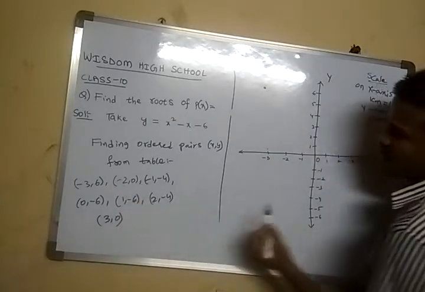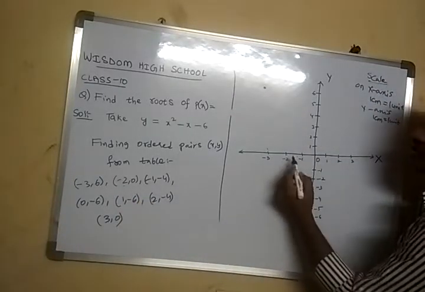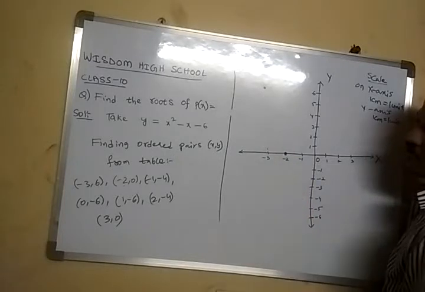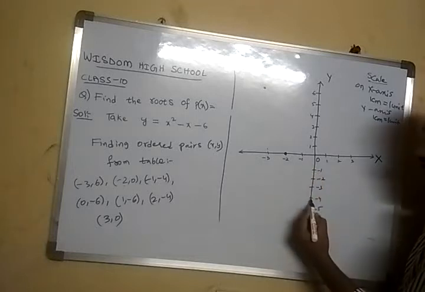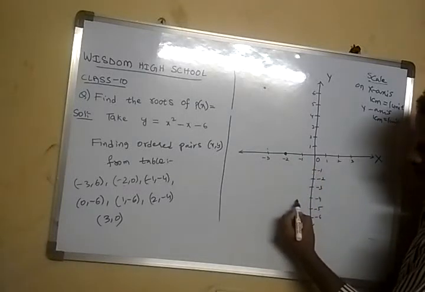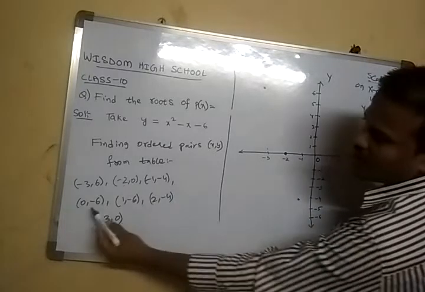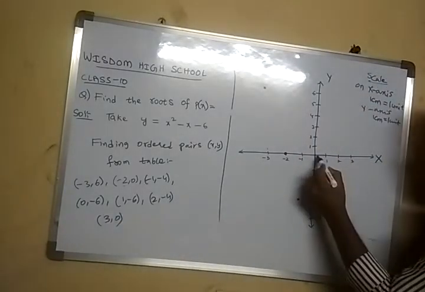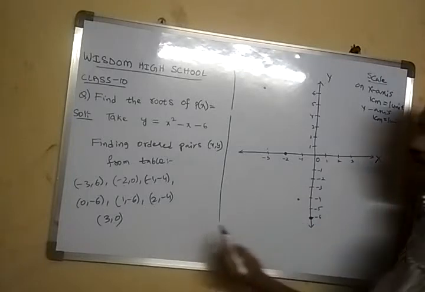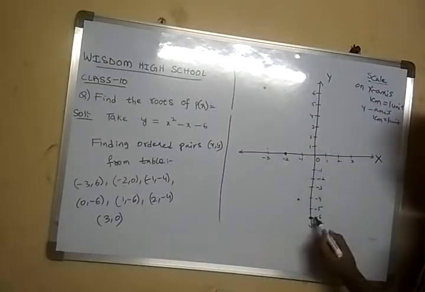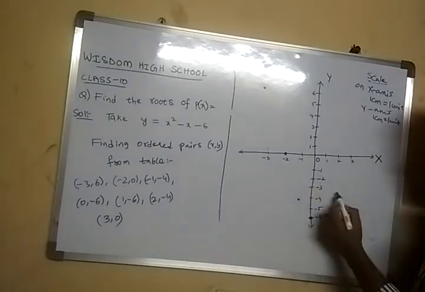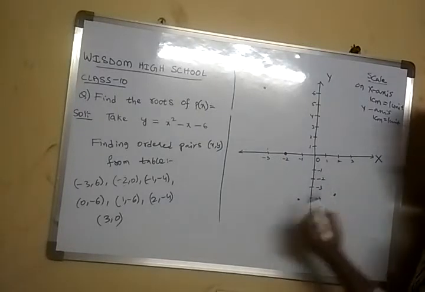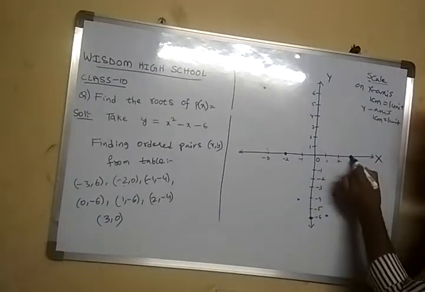Next, minus 2 comma 0: x value minus 2 and y value is 0, that means on the x-axis only, this is the point. And minus 1 comma minus 4: minus 1 and y value minus 4 is here, so we get a point here. And 0 comma minus 6: x value is 0, y value minus 6, so we get a point here. 1 comma minus 6: x value 1, y value minus 6, we get another point here beside it. And 2 comma minus 4: x value 2, y value minus 4, we get a point here. 3 comma 0 is on the x-axis, here as it is.